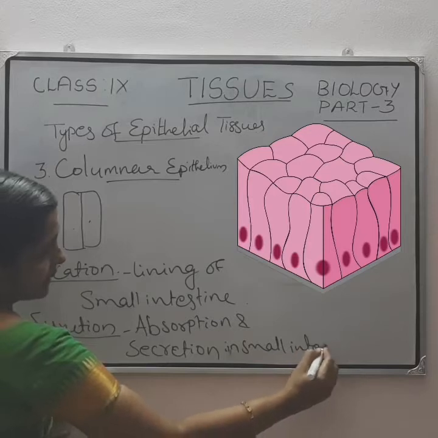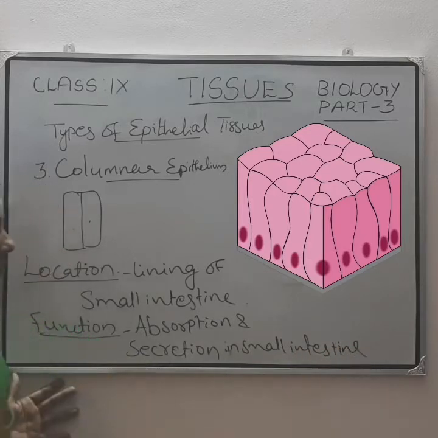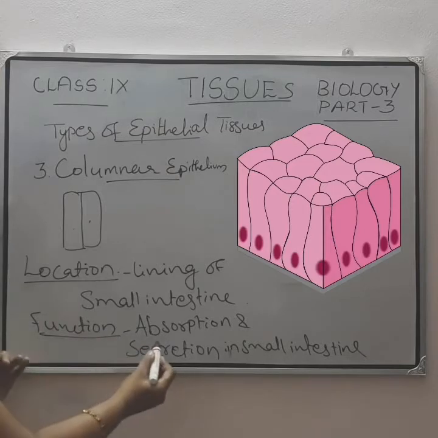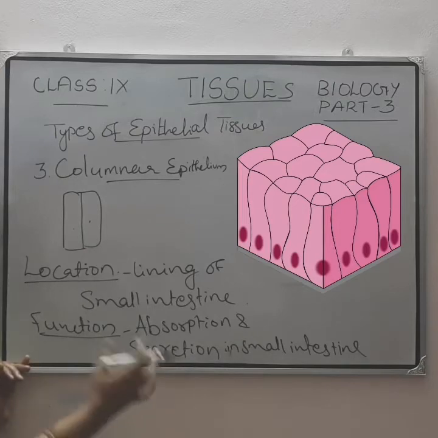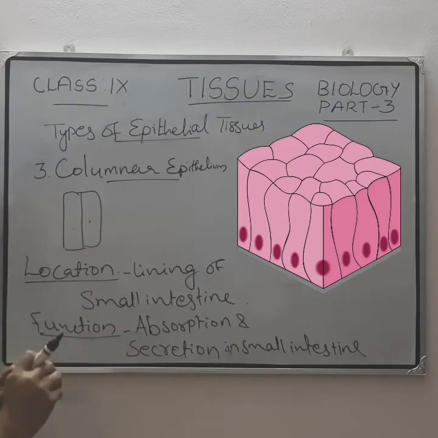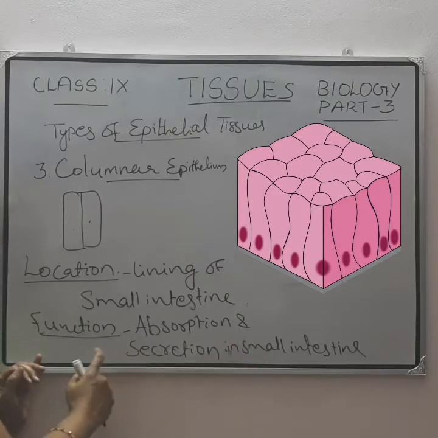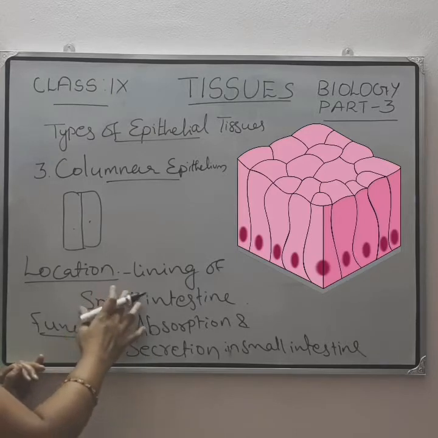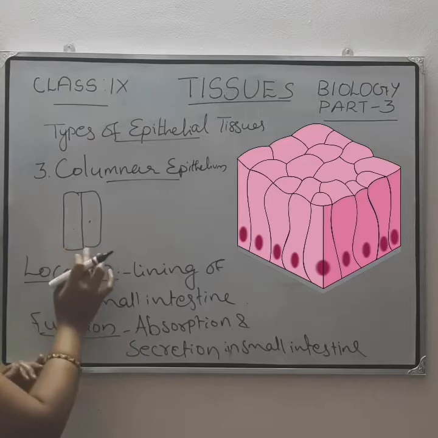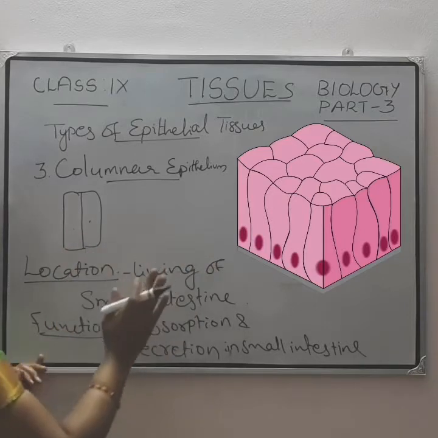You know that in the small intestine there is absorption of what? The protein, carbohydrate, fats, etc. are absorbed in the small intestine into the blood, and that is absorption, and also the secretion. The small intestinal wall also secretes some digestive juices. So the absorption and secretion in the small intestine is helped by this columnar epithelial tissue, whose cells are columnar or pillar-like. Look at the figure also.